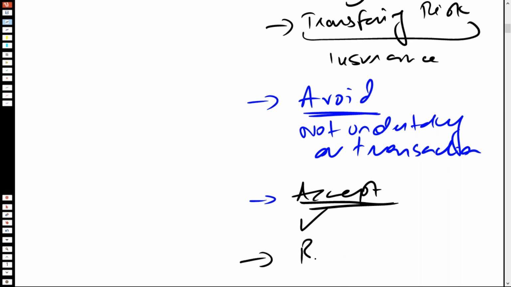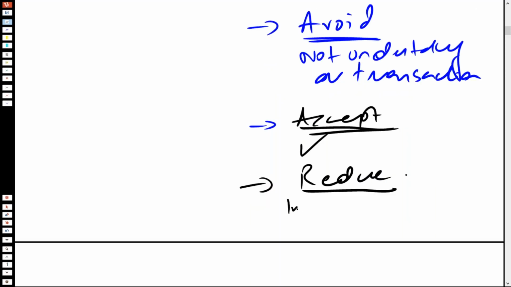And lastly, you try to reduce it. Maybe, for example, you have taken insurance, but you have only covered partial risk through the insurance. You have not covered 100% of the risk. So that is going to be considered as the concept of reduction. Now, let's move a bit forward. Let's try to discuss further.